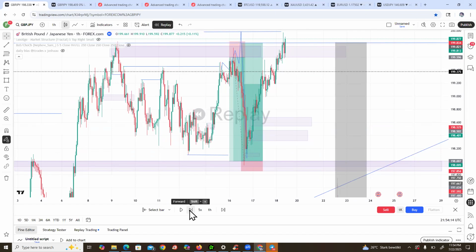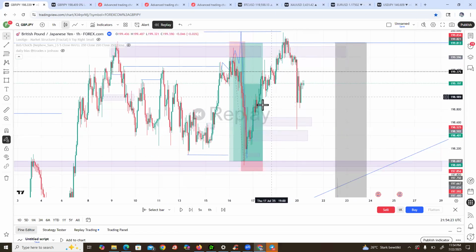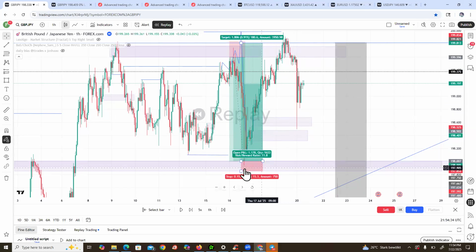So now that liquidity has been cleared. Let's see what happens next. Are you seeing what is happening now? The liquidity has been cleared, so it's coming down to clear out this liquidity here, because this is the last liquidity that was created.